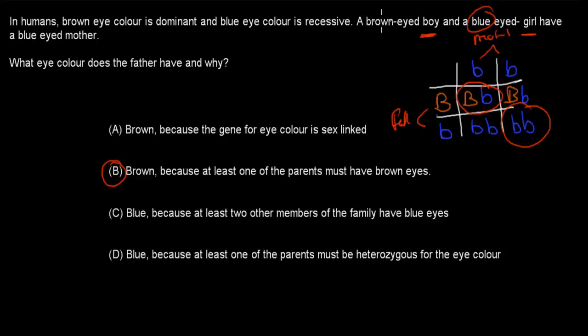So it has to have both blue and brown. And the only way that's possible is if the father has brown eyes. And the reason why is because at least one of the parents must have brown eyes. So B is correct and the other ones were all false.